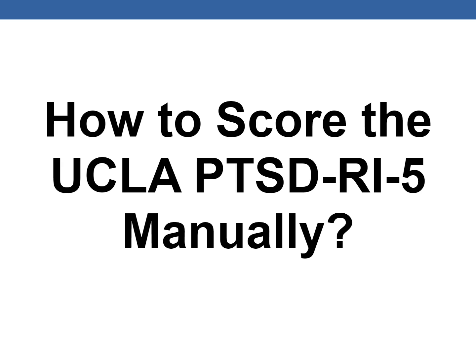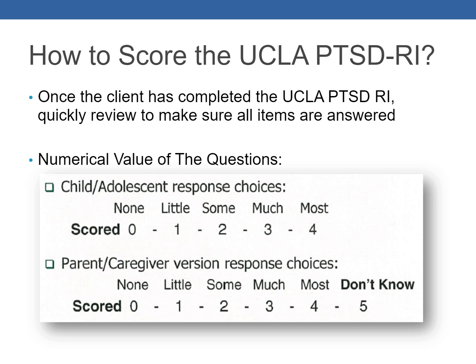Once you have completed the 3 parts of the UCLA PTSD RI, you are ready to score it. You will want to ensure that all of the reaction index items are answered to the best of the client's ability, and if they have completed the section on their own, you should quickly scan the items to ensure that they've been answered.